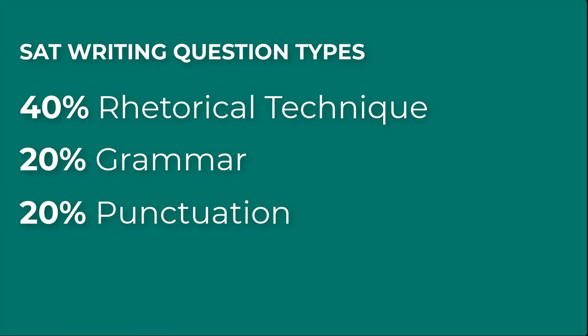Another 20% is punctuation. So you're going to need to know how to correctly use commas and semicolons and dashes, and of course that'll be really helpful when you're writing papers in college. And the final 20% of the test is word use. So this includes diction, like vocabulary, idioms, wordiness, and register, which refers to avoiding words that are too formal or too informal. And that is 100% of the test.